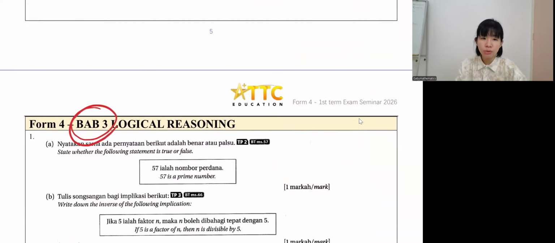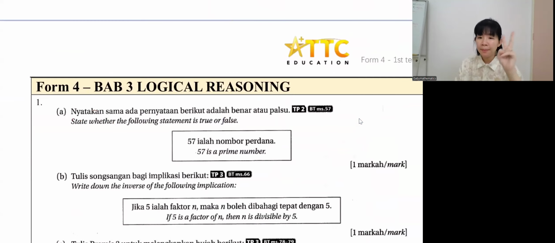Part 3, true false. I plan to do 2 questions, 2 pages. Fast one. Make sure you know every single thing here. State whether the following statement is true or false. Benar atau palsu. So number 1, 57 is a prime number. 57 dalam nombor perdana. So everybody, true or false?